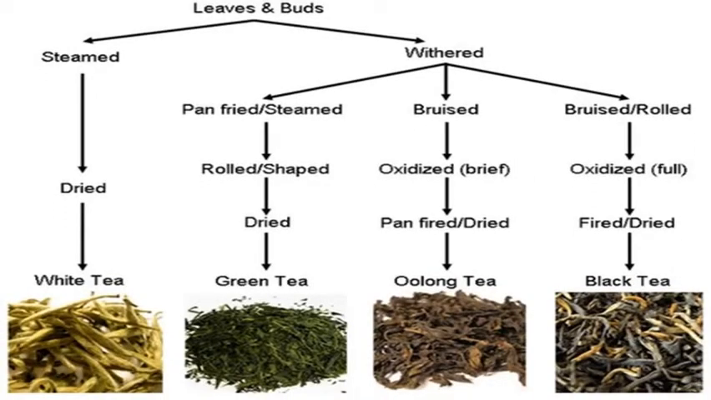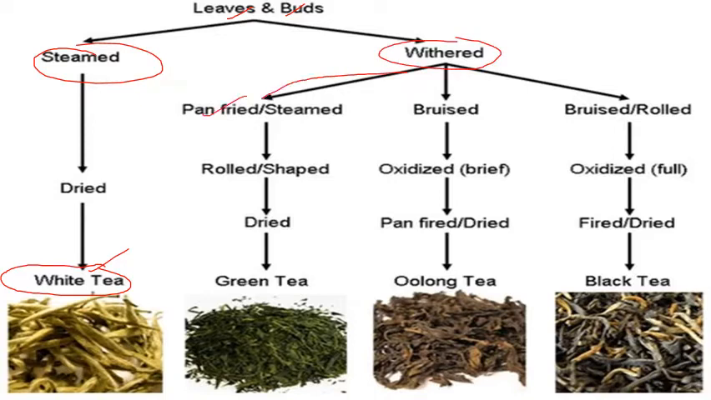This slide shows various types of teas. So firstly we have leaves and buds. The leaves which are directly steamed and dried will give rise to the tea which is known as white tea. It is not fermented tea. The next, leaves and buds are withered. Then they are pan fried or steamed, rolled. So this is the same as that of the black tea, but they are dried directly. They will not undergo the process of fermentation and give rise to the green tea. So जो green tea है इसमें कोई भी fermentation नहीं होती है.